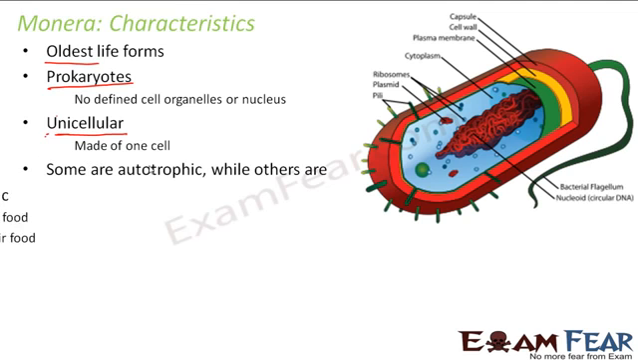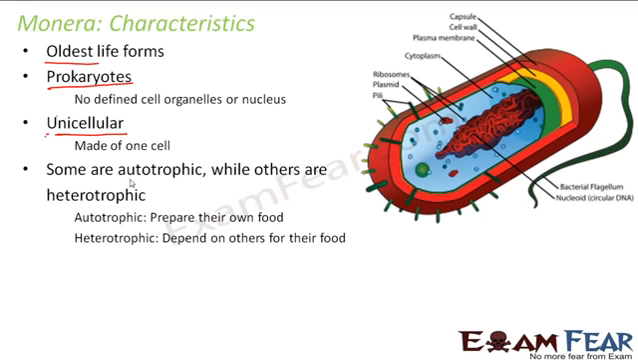Some are autotrophic while others are heterotrophic. Now what is autotrophic and what is heterotrophic? Autotrophic means those who prepare their own food by some method. Heterotrophic means they depend on others for their food, maybe on the autotrophs. The term auto means self, so autotrophic means those who can prepare their food by themselves. Hetero means different, so heterotrophic means those who depend on different organisms for their food.